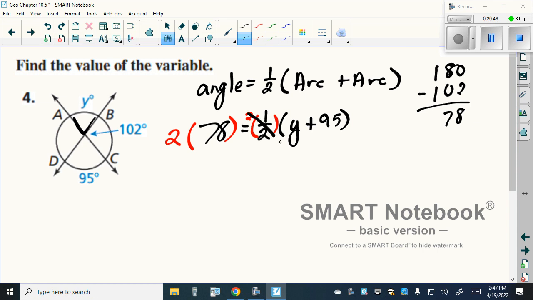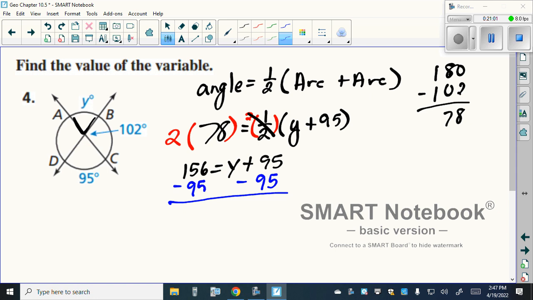These here are going to cancel. 2 times 78 is going to be equal to y plus 95. And last but not least, we need to subtract, which tells us that y is 61 degrees. Any other questions on any of this here?